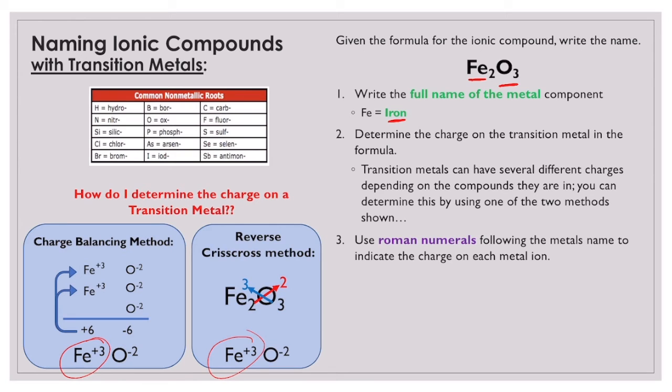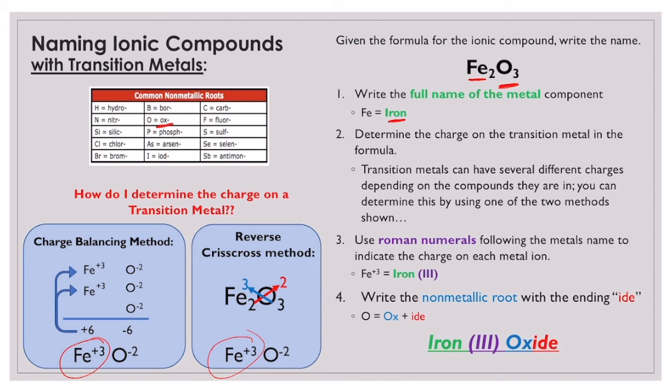And the way that I need to put this in the name is to use Roman numerals. So use Roman numerals following the metal's name to indicate the charge on each metal ion. So I've got iron 3. And then I'm going to use the non-metallic root for the oxygen here. So that's ox, and then I end it with IDE. And so the full name is iron 3 oxide right here. Right? So, a little bit more involved with the transition metal, but not too bad. It's using just the reverse of the methods that we learned for writing these formulas.